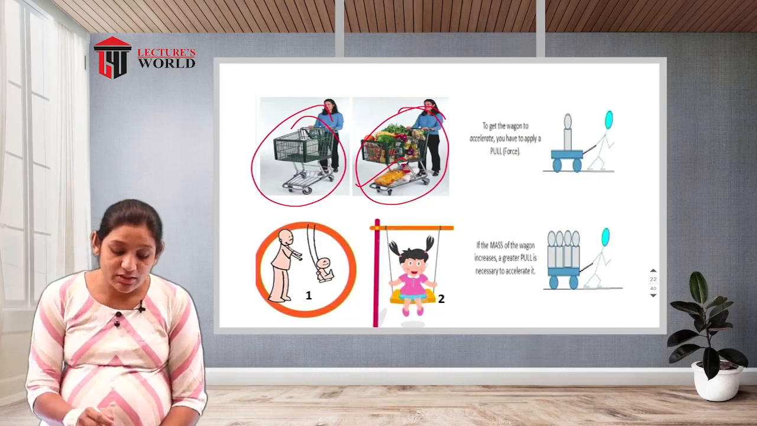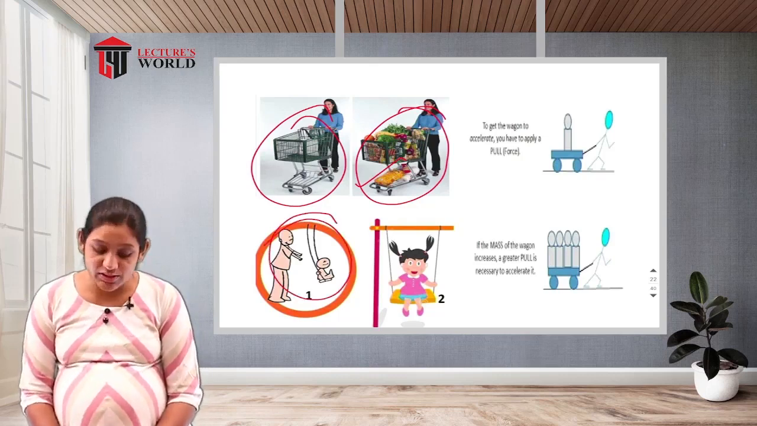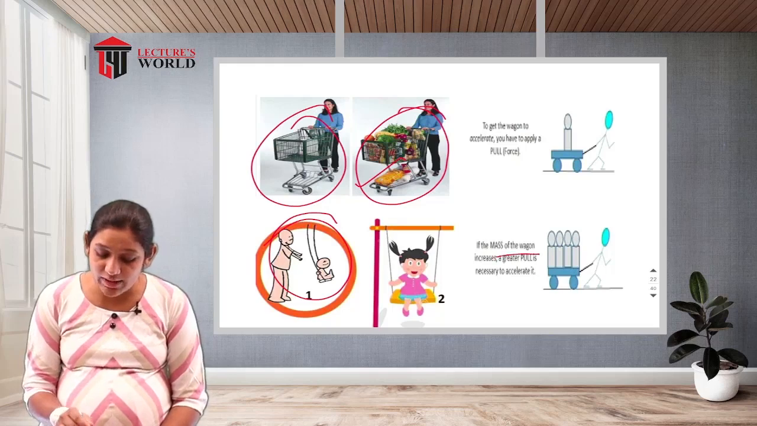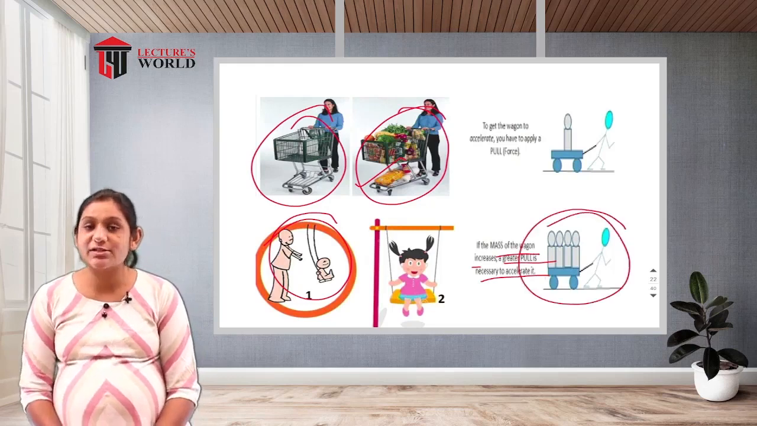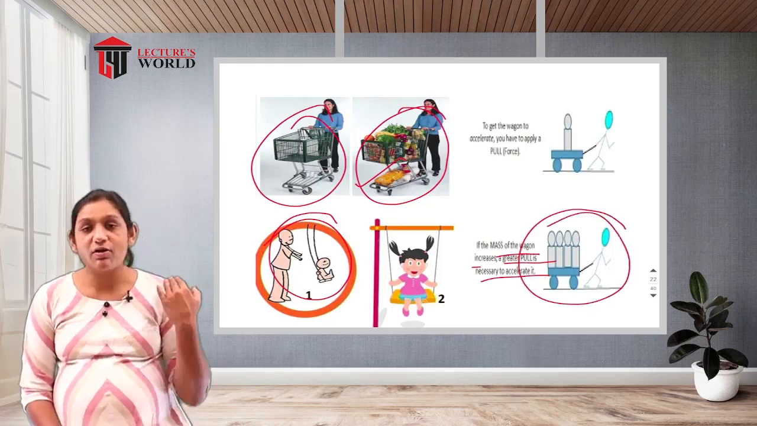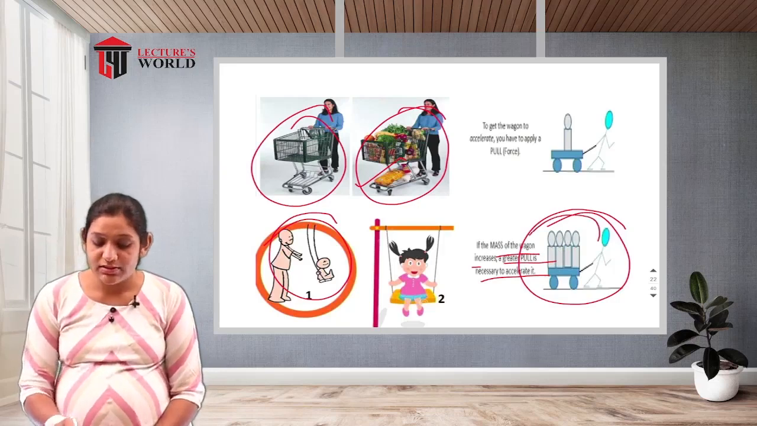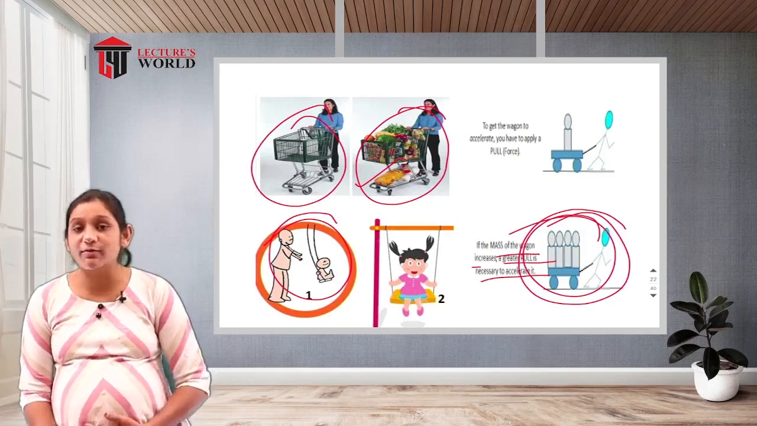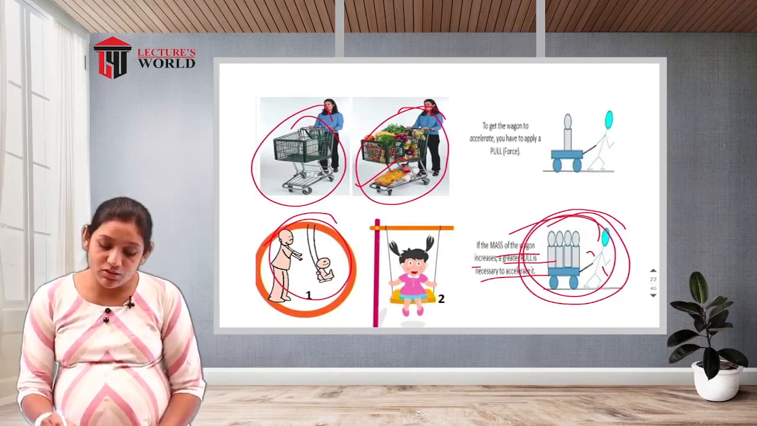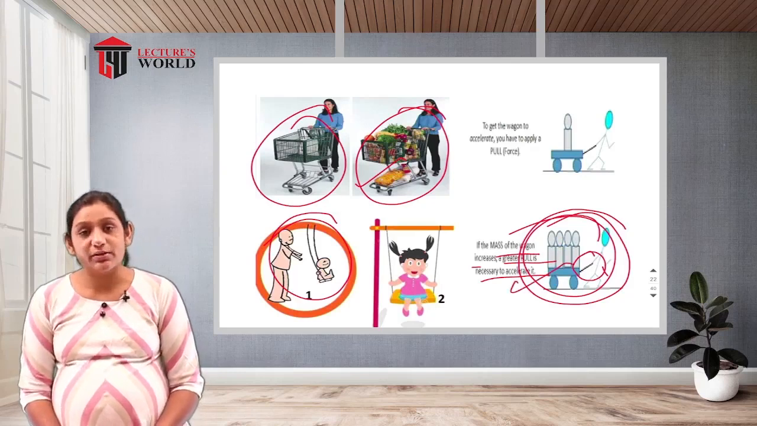Okay, here is one of the examples: swinging the children. Here, as the mass of the wagon increases, a greater pull is necessary to accelerate it. Here is the acceleration factor and this is the forward motion in a direction. Swinging and stretching means pulling in the forward direction. It depends on how much force you apply on this trolley, right?